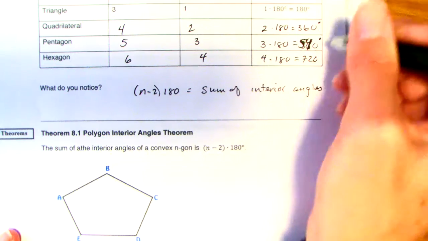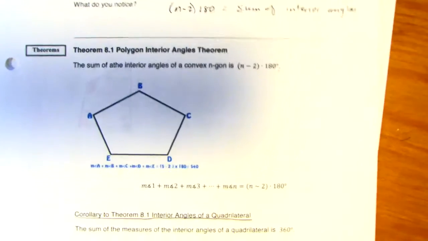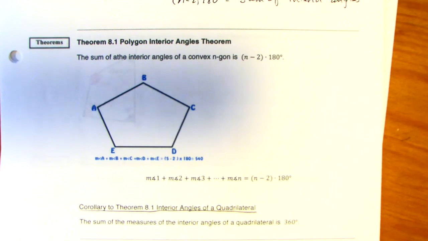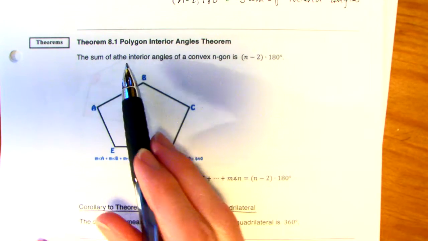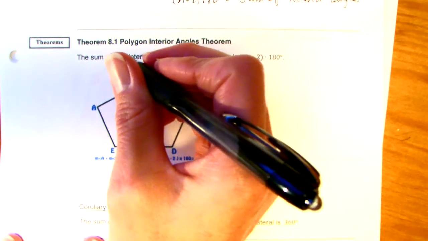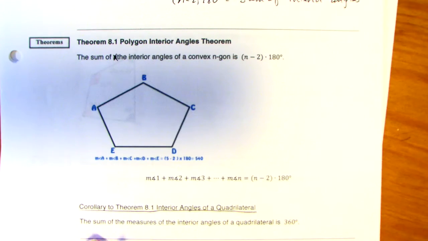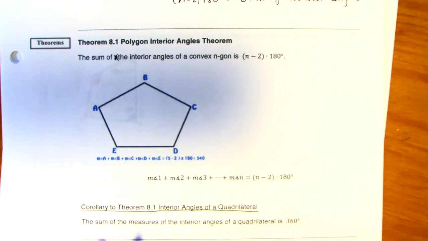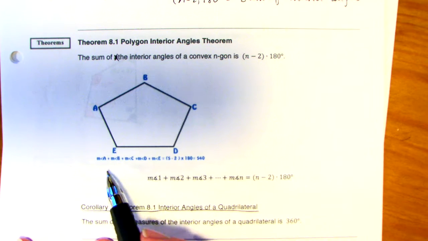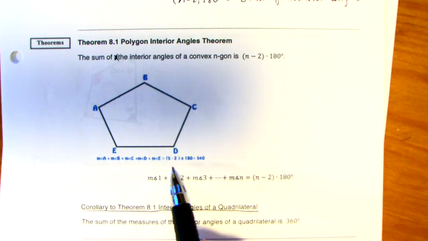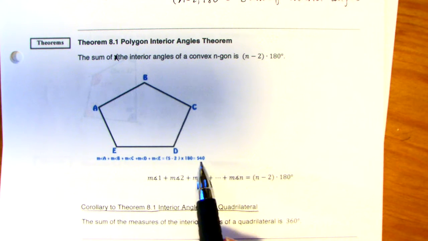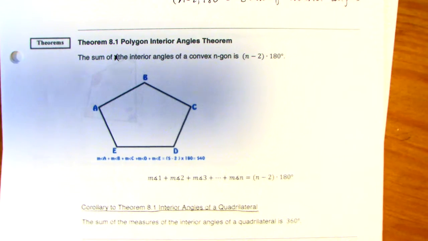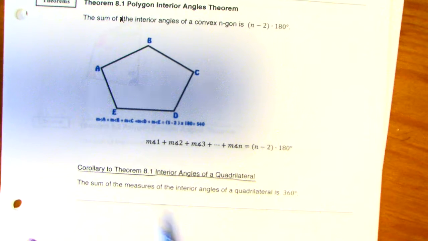So n minus 2 times 180 is equal to the sum of the interior angles. These are all little degree symbols here. All right. Polygon interior angles theorem, and here it is. The sum of the interior angles of a convex n-gon is n minus 2 times 180. Okay, so add up all these angles. It's going to equal 540. It's a pentagon. So far, so good.